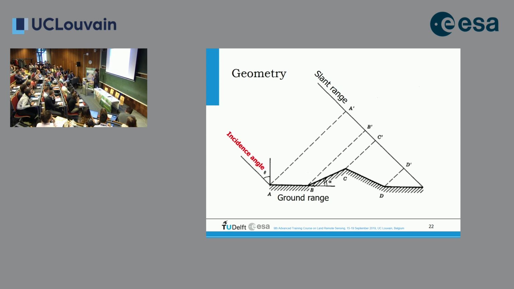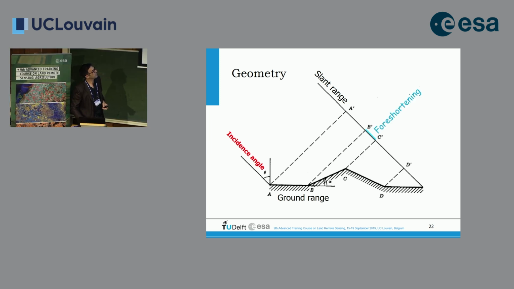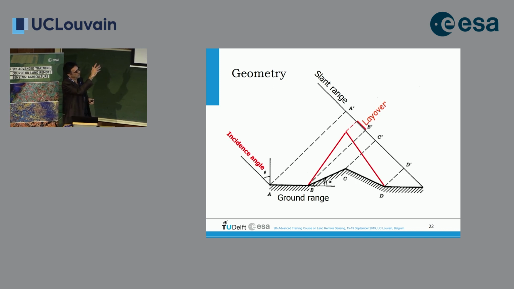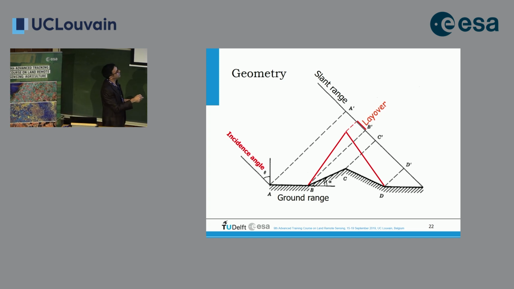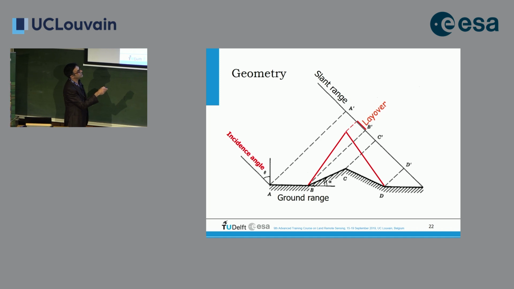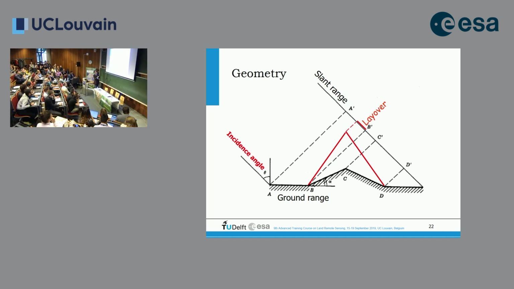So we get a distortion in the image, visually at least, which depends on the angle, the slope of the mountain. Here we have this area called foreshortening. If the area would be steeper, so suppose that the mountain would be as the red mountain over here, now point B would be over here, but point C prime would be over here. So we have A prime, C prime, B prime, D prime.